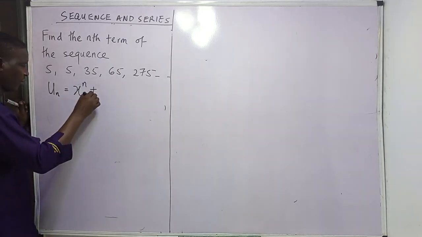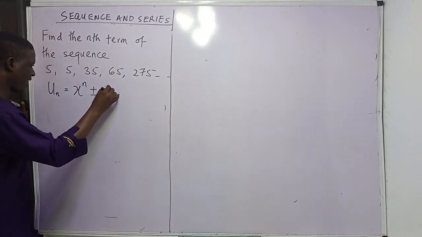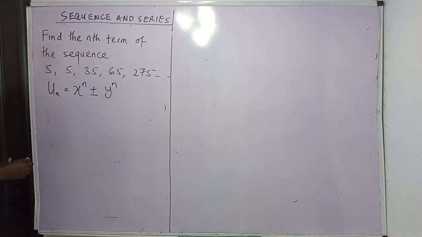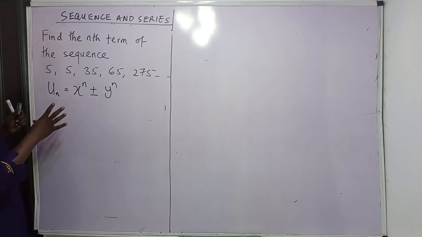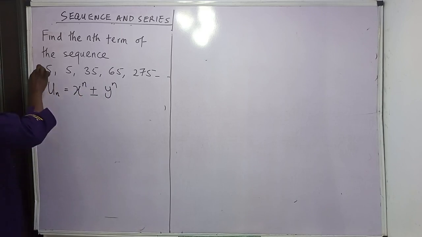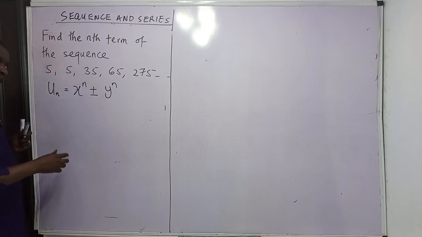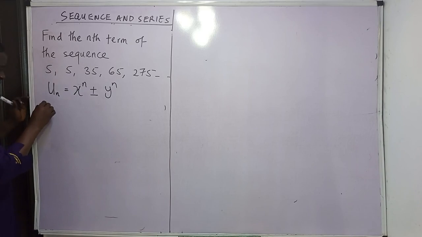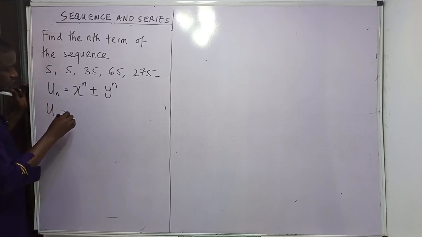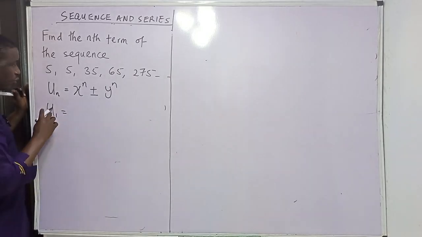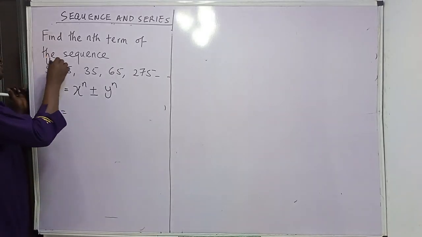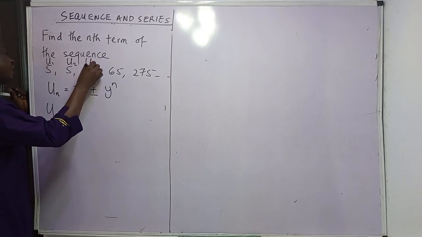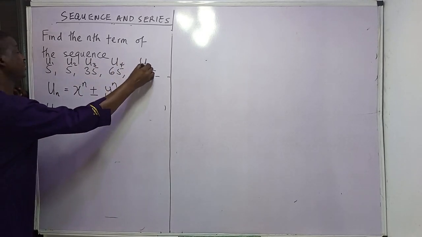x to the power n plus or minus y to the power n, where x and y are to be found. This is the nth term. Let us start with the positive because this one has a positive sign. But let's start with the plus sign. If you start with the plus sign, what will u1 become? That is the first term. This is the first term, second, third term, fourth term, and fifth term.